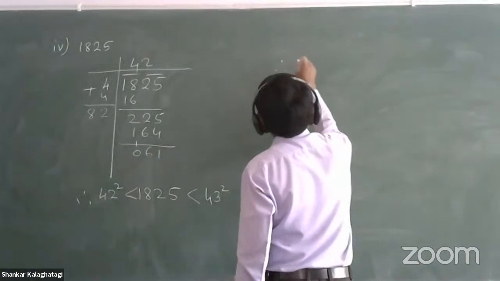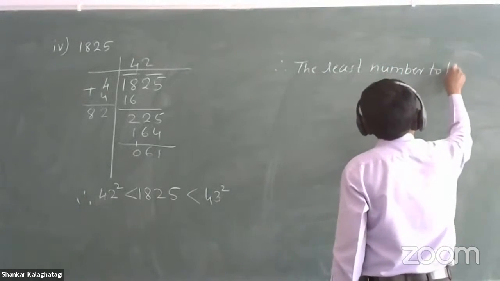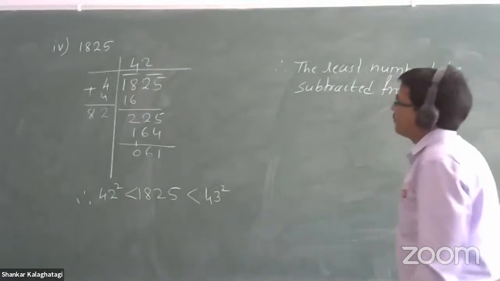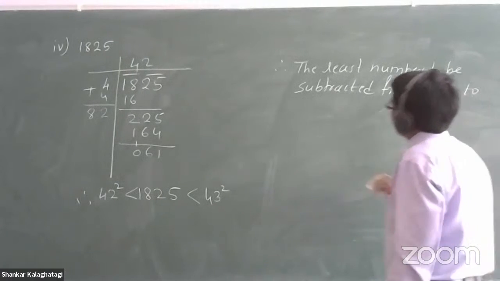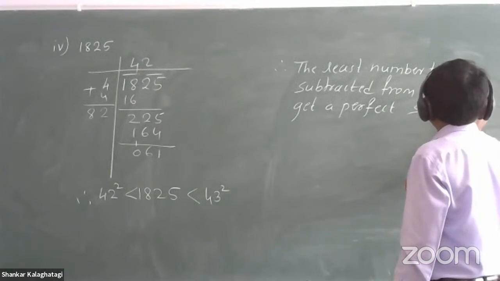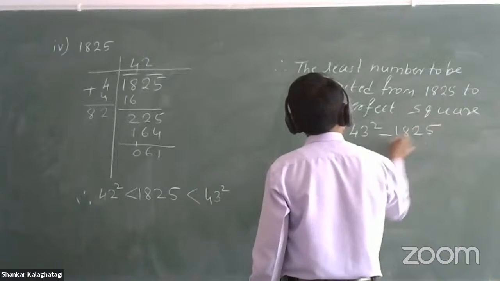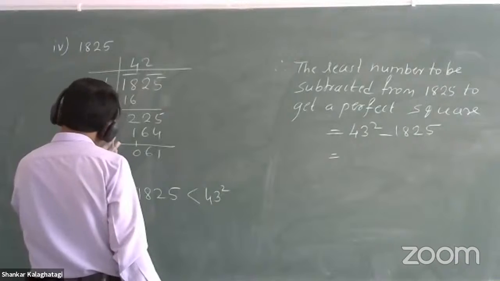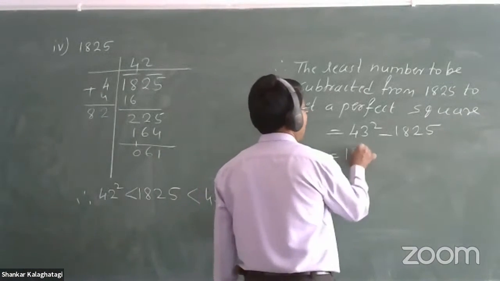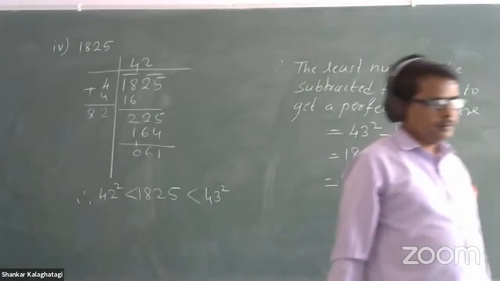Therefore the smallest number to be subtracted from 1,825 to get a perfect square is equal to 43 square minus 1,825. 43 square is how much? 1,849. 1,849 minus 1,825 is 24. Okay. Yes, sir, correct.